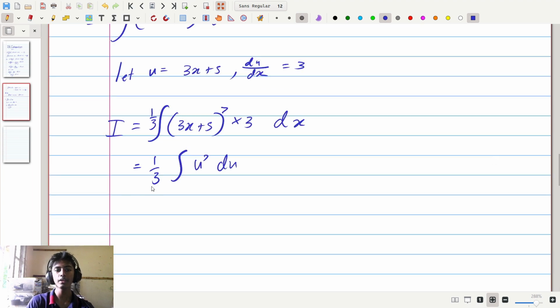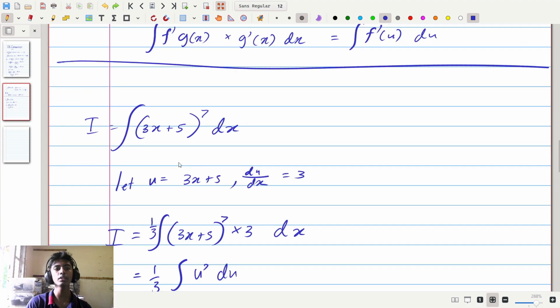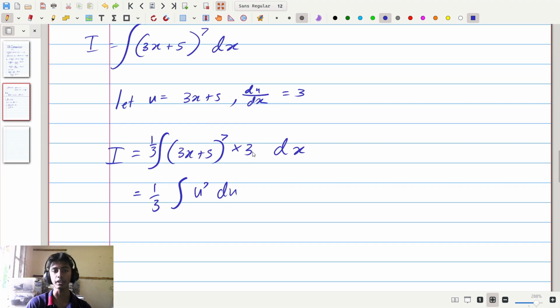So all you have to do is evaluate this simple integral now in order to find the value of the integral of 3x plus 5 to the power of 7 with respect to x. Now then, for u to the power of 7, we know that the integral of x to the power of n is going to be x to the power of n plus 1 divided by n plus 1. According to this, if we have the integral of u to the power of 7 with respect to u, it's going to be u to the power of 7 plus 1, or u to the power of 8, divided by 8. So therefore, this integral here is going to be 1/3 of u to the power of 8 divided by 8, plus of course the constant c.